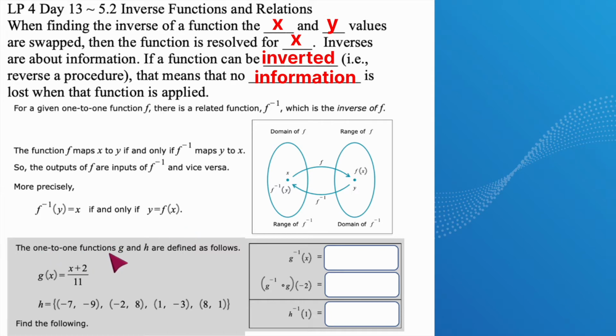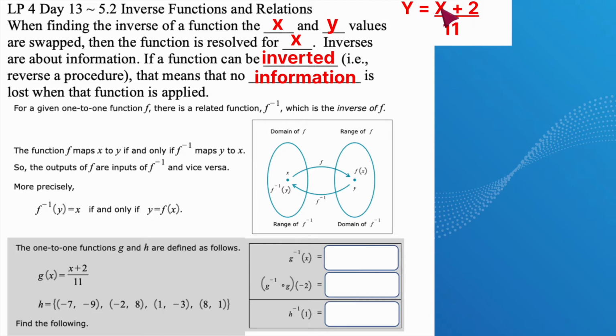We're going to use the one-to-one functions g and h, defined below. For one of them, they give us the expression that the function equals, and for the second, they give us the actual coordinates of the function. For the first one, they're asking me to find the inverse of g, so I'm going to swap the x and the y. Remember, I can switch function notation back to y. So this means y equals (x plus 2) over 11.